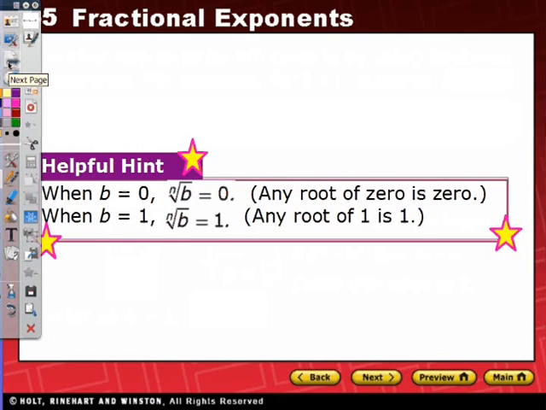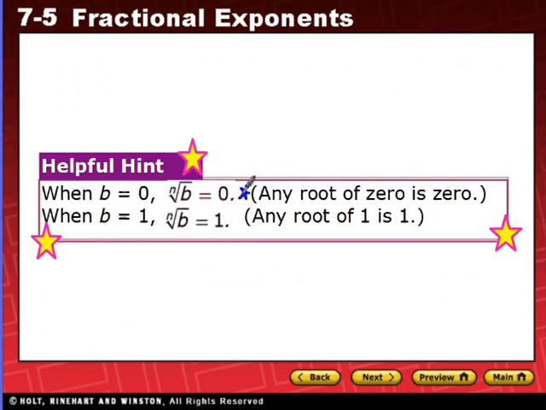First, you're going to jot this down somewhere, probably in between the vocab and the key concepts. When b equals 0, any root of 0 is 0. Really, probably even just the text here is good to write down. Okay. And when you take a root of 1, any root of 1, you get 1. So I could take the 10 billionth root of 1, it's still 1, because 1 times 1 times 1 times 1 is always going to be 1.